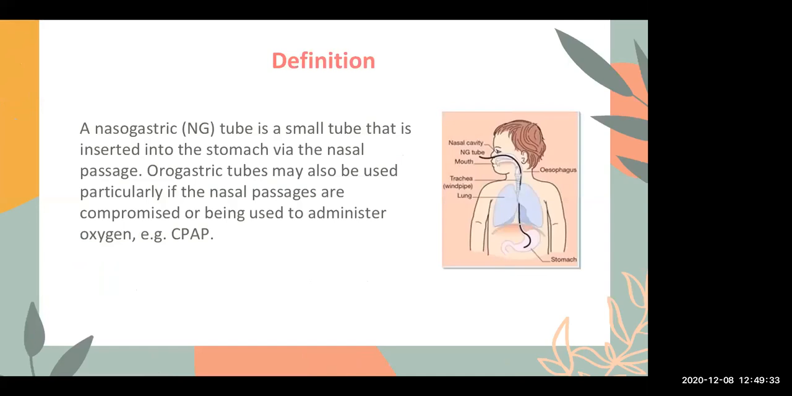Okay, for the definition, a nasogastric tube is a small tube that is inserted into the stomach via the nasal passage.